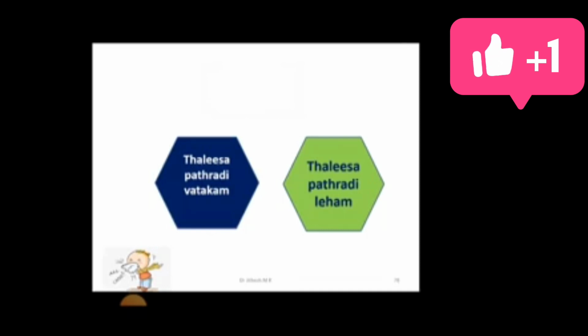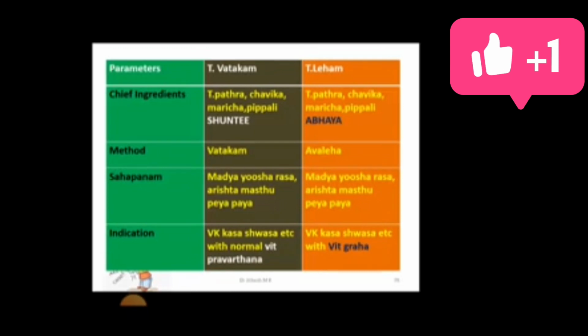Talisapatradi Vatakam and Talisapatradi Lehi. Both are just one different. The ingredients of both medicines are Talisapatra, Chaviga, Marija, Tipali, Shunti. At the same time, in the case of Talisapatradi Lehi, Shunti is replaced with Abhaya. But one is Vataka and the other is Leha. That is the main difference.